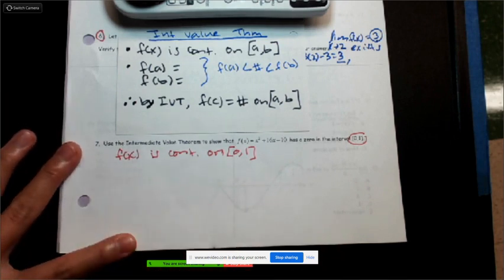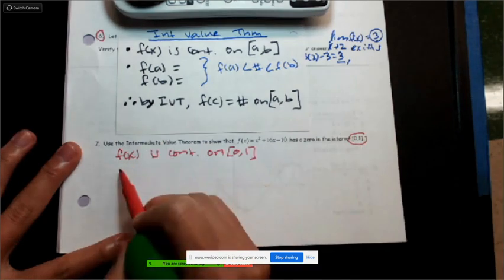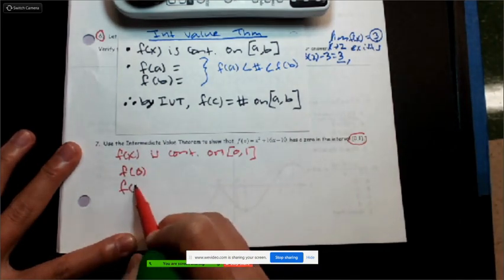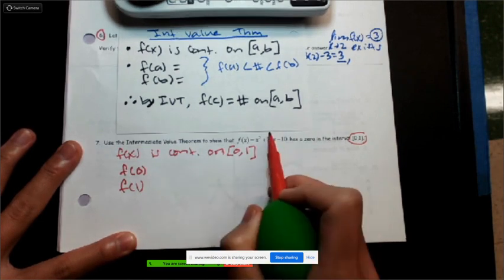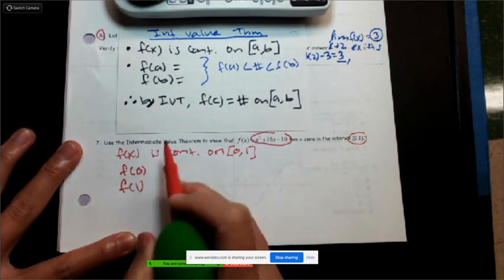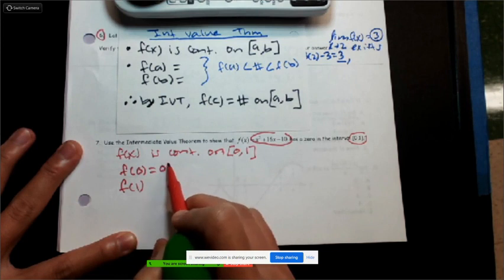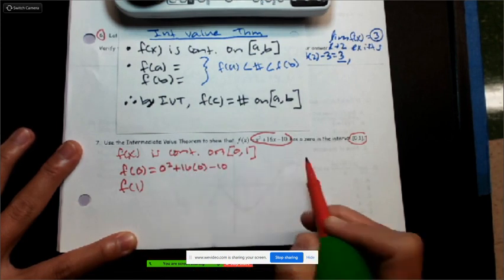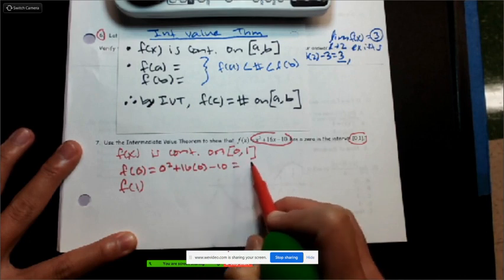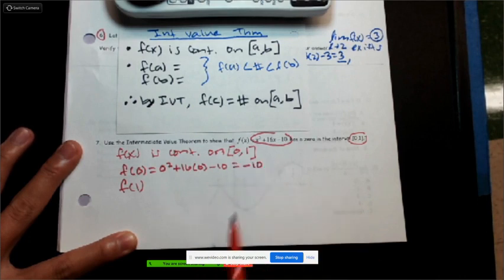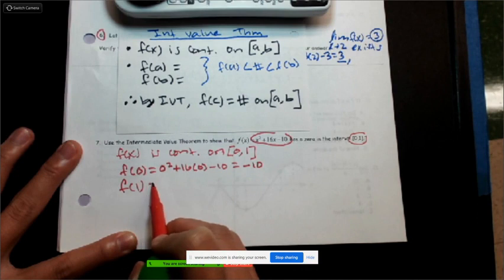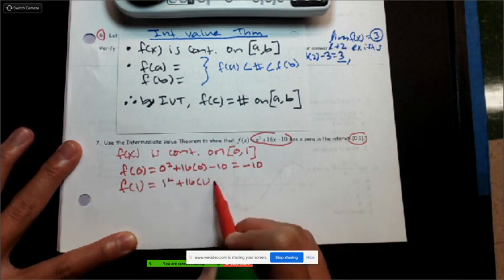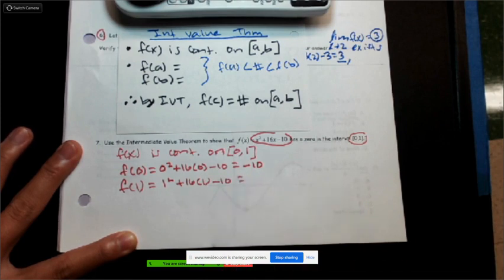The second one then says, all right, let's now plug it in. So I have f of 0, and then I have f of 1 into this function right here. So I'm going to write it all out. 0 squared plus 16 times 0 minus 10. That's going to give us what number, guys? Negative 10. And then I have, for f of 1, 1 squared plus 16 times 1 minus 10. And that's going to give us what number?